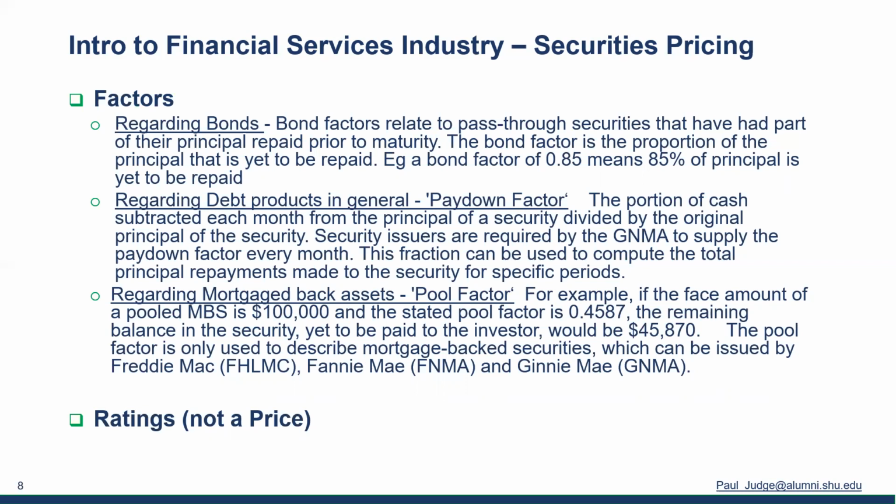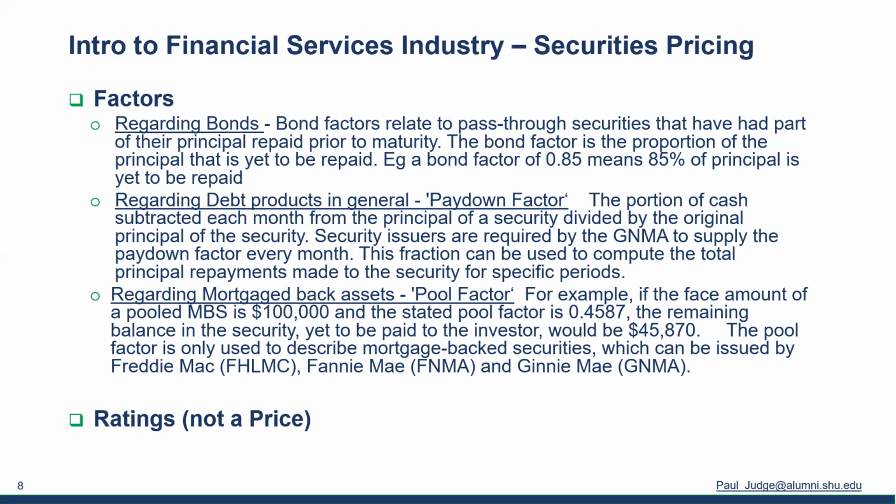So if you remember when I talked in an earlier video about bonds, and I said that if you bought a bond and it paid a quarterly interest payment each quarter, over the life of that bond, that interest payment is going to get paid out. So the factor is used to identify for the bondholder and for the investor how many interest payments are left. In this example, we got a bond that says that 85% of the principal is yet to be repaid.